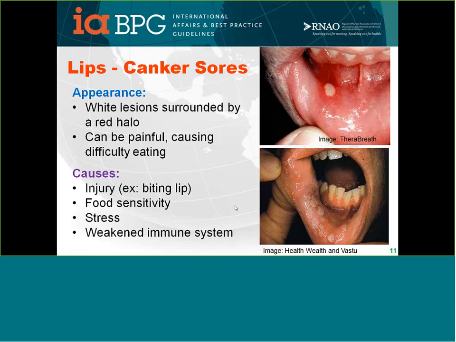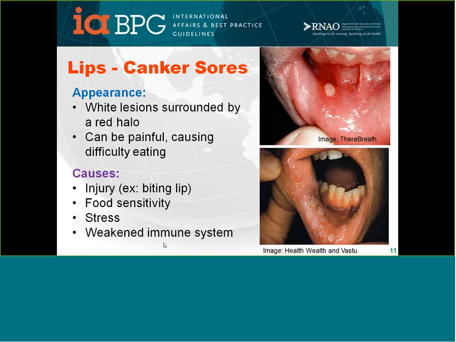What are canker sores? Canker sores are another form or name for aphthous ulcers. They appear as white lesions surrounded by a red halo. Canker sores can be very painful and often cause difficulty in eating. They can appear on the lips, but are also seen in other areas of the mouth.